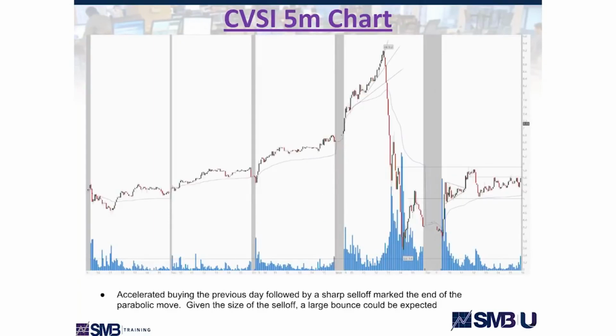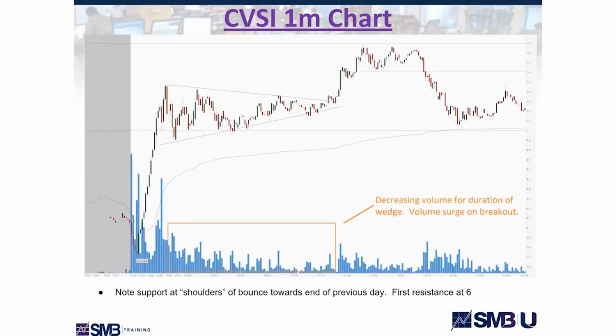CBSI on the 5-minute chart, you can see accelerated buying the previous day, followed by a sharp sell-off marked by the end of a parabolic move. And given the size of the sell-off, a large bounce could be expected. Because you want to know why that stock pulled in? Well, it pulled in because there was a research hit piece that went out.